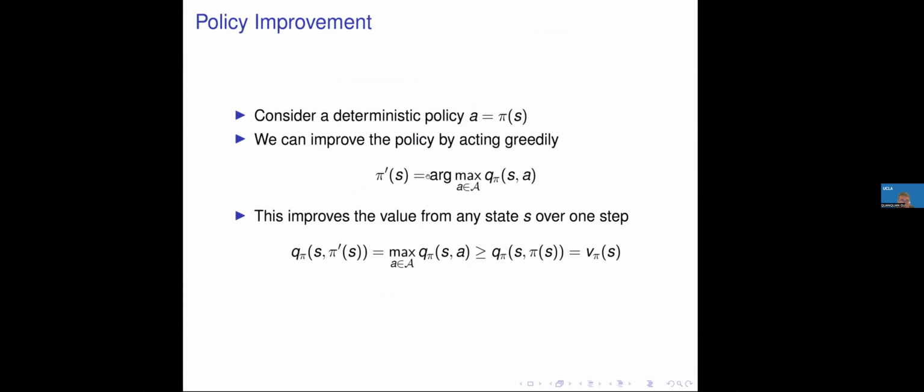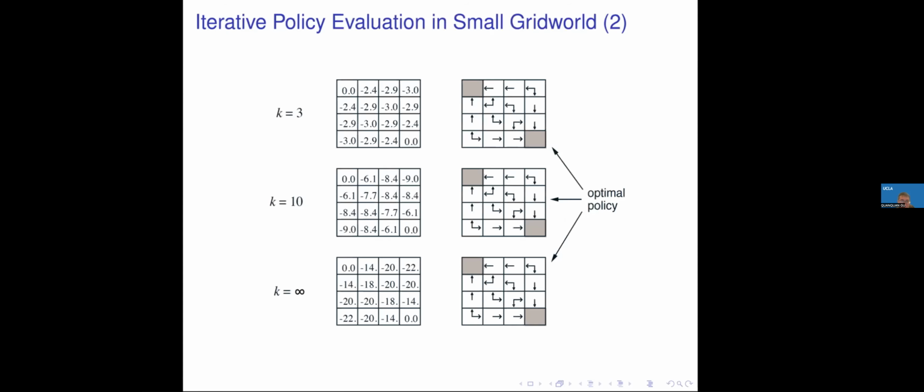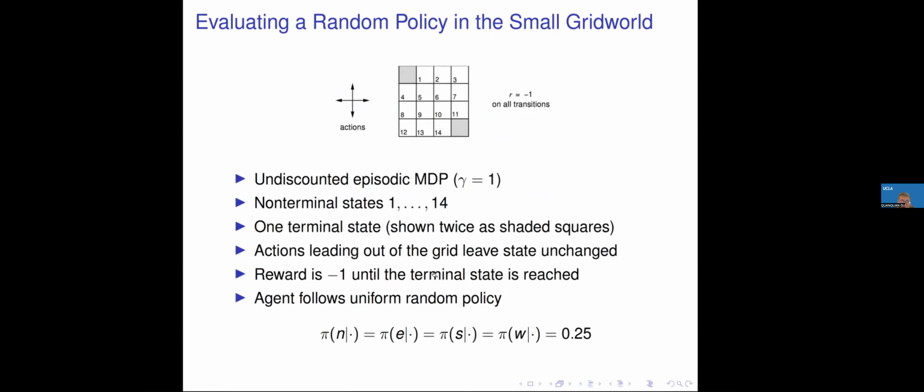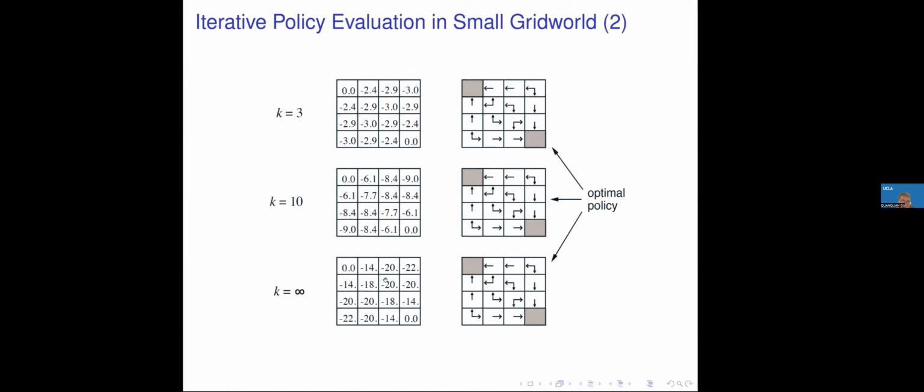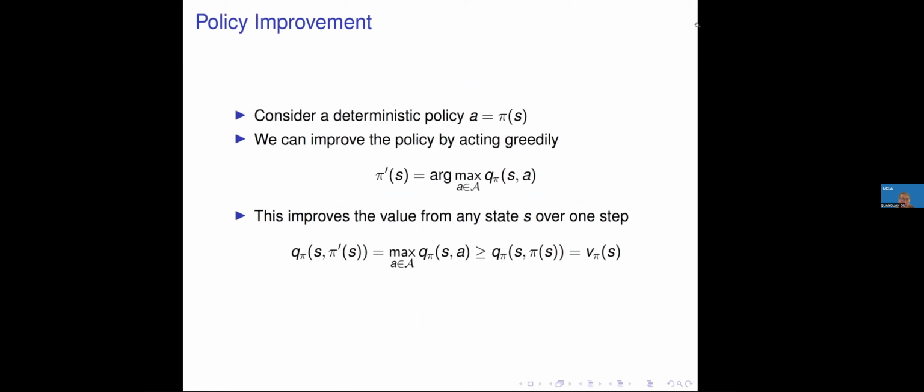before it terminates, under that policy. Because after each action, the agent receives reward -1. So if I tell you the value of this state is -14, this tells you how many steps the agent needs to take under that policy. Now we have a method to evaluate the policy, which is value iteration.